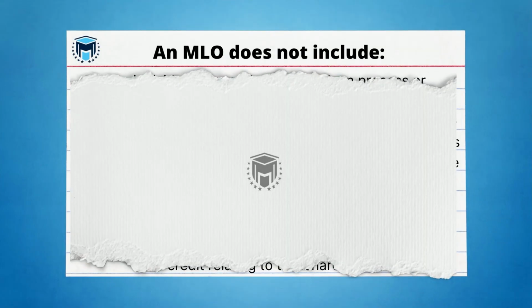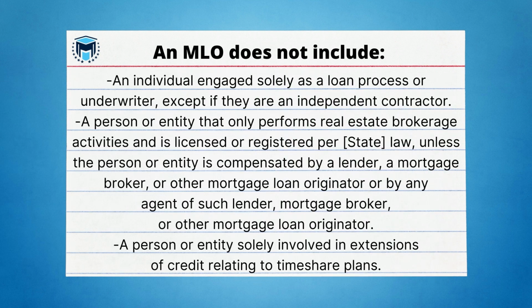An MLO does not include an individual engaged solely as a loan processor or underwriter, except if they are an independent contractor. A person or entity that only performs real estate brokerage activities and is licensed or registered per state law unless the person or entity is compensated by a lender, a mortgage broker, or other mortgage loan originator, or by any agent of such lender, mortgage broker, or other mortgage loan originator. A person or entity solely involved in extensions of credit relating to timeshare plans.